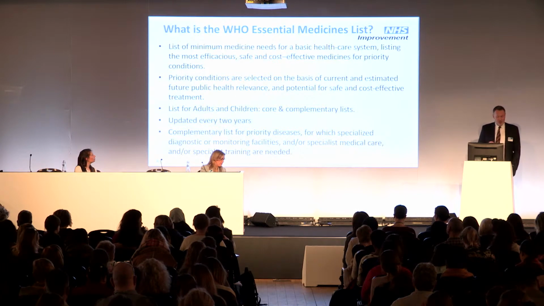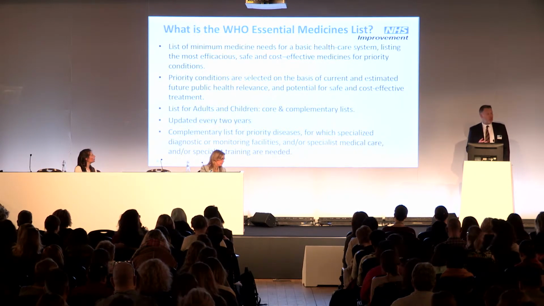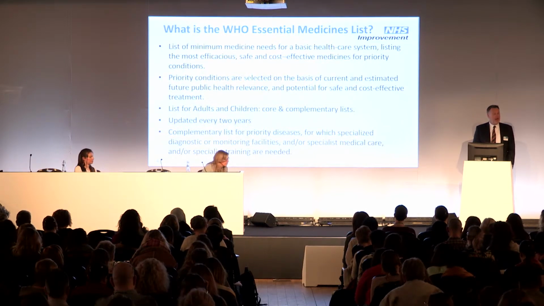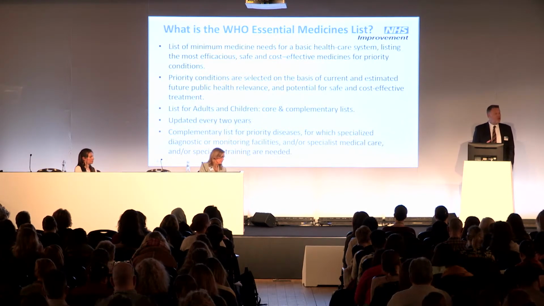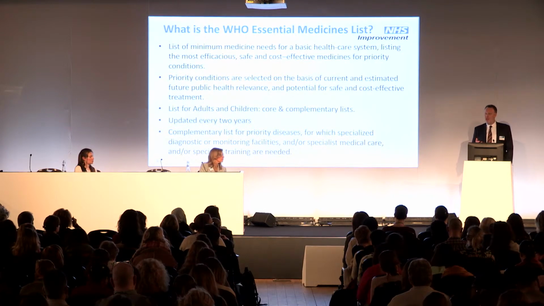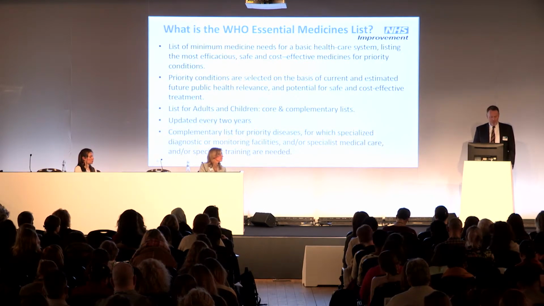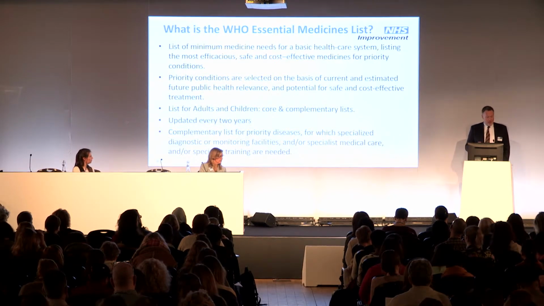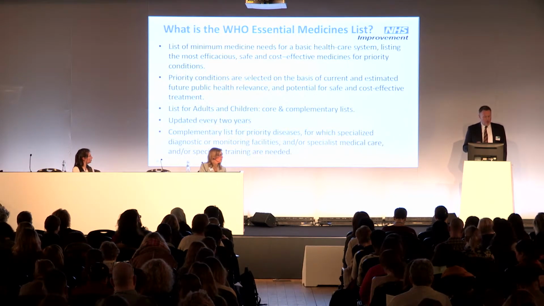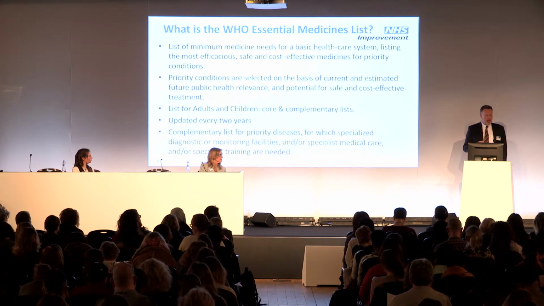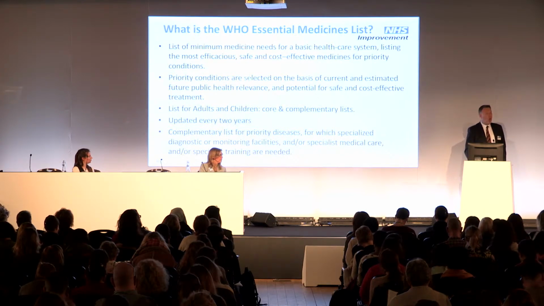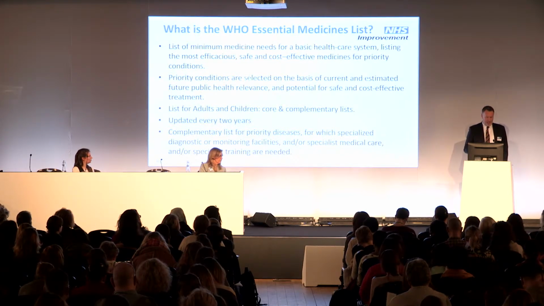And there are two lists. There's one for adults and there's one for children. And there's a core list and a complementary list. And they're actually updated every 2 years, and they get experts in their area from around the world to update them. The complementary list is for priority diseases that need specialised diagnostic and monitoring facilities, or specialised medical care, or where specialist training is needed.